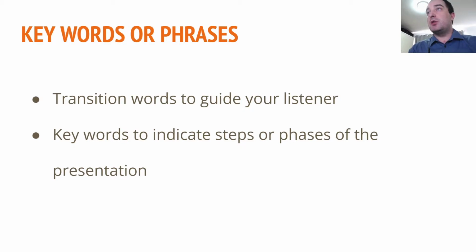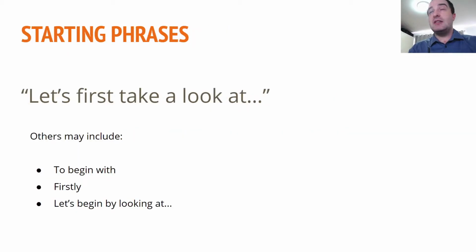Let's first take a look at the beginning. Did you see what I did there? I said, let's first take a look at. This is a signal phrase that showed you that I was beginning. When someone hears a phrase such as this, they automatically clue into the fact that the information to follow is relevant. Some other phrases you might use are, to begin with, firstly, let's begin by looking at, just as a few examples.